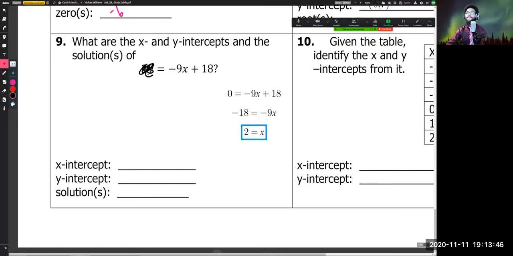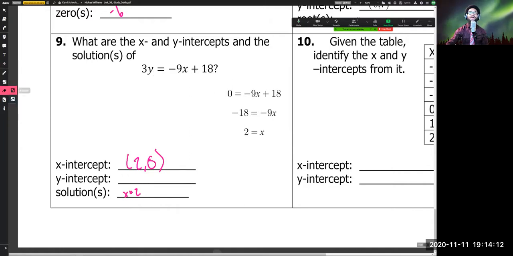All right. So having that 2 equals x, that's going to be one of our solutions. So while looking for our x-intercept, we solved for one of our solutions. So let's go ahead and put that in here. Solution is x equals 2. And then as an intercept, this is going to be 2, 0. Okay?